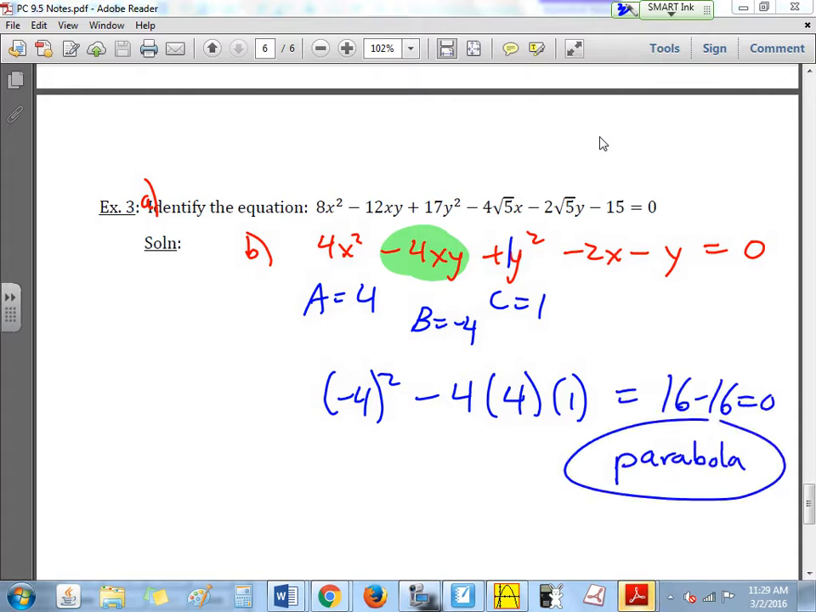You might say, what? How could that be a parabola? It's got an x squared and a y squared. Exactly. The bully is there to confuse you. Tilted parabolas do have both an x squared and a y squared.